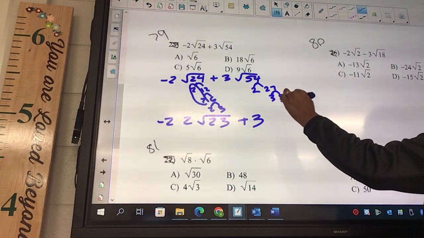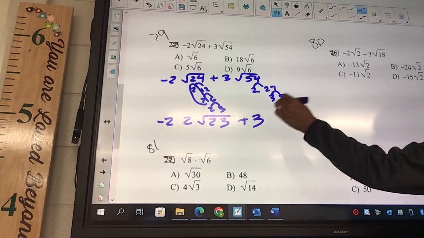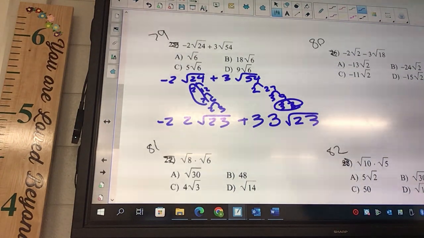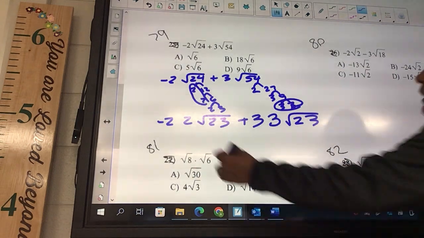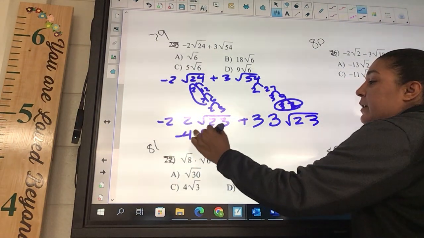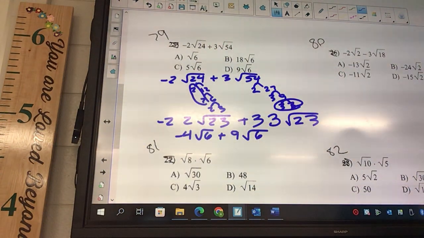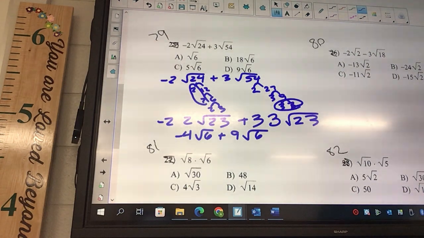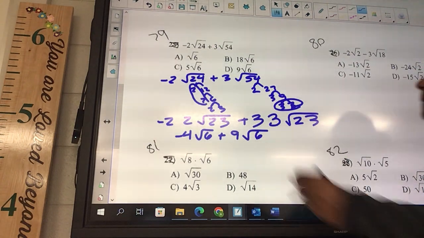Okay, 3, 9, 3, 3. So a group of 3s can go, and then I got a 2, 3 left on the inside. What do we do with all these numbers? You're going to have to multiply them. So you're going to get -4 square root 6 plus 9 square root 6. And then lastly, now that our insides are the same, we can add or subtract the outsides. So what is -4 plus 9? 5.